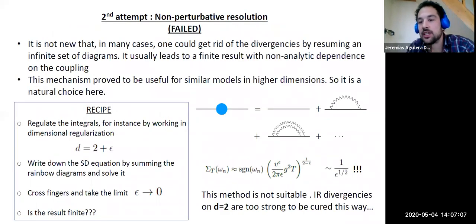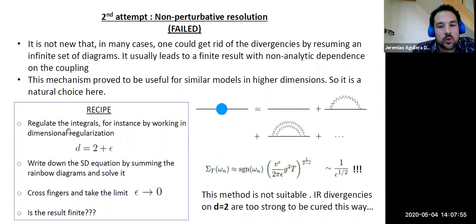The second attempt is a more appealing one. It's a non-perturbative resolution. Essentially, just as we've been talking about, resumming an infinite set of leading order diagrams. There are plenty of cases in the literature in which this is the correct mechanism to solve the divergences, because even though at any order in perturbation theory the diagrams are by themselves divergent, the infinite sum of them is finite, usually having some non-analytic dependence on the couplings. And moreover, this is the mechanism that people used some years ago for similar models in higher dimensions, and it worked perfectly there. So it is a natural choice here.